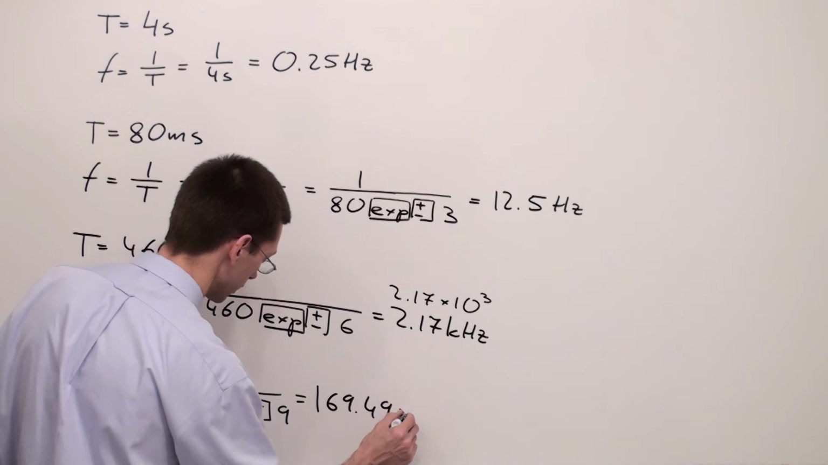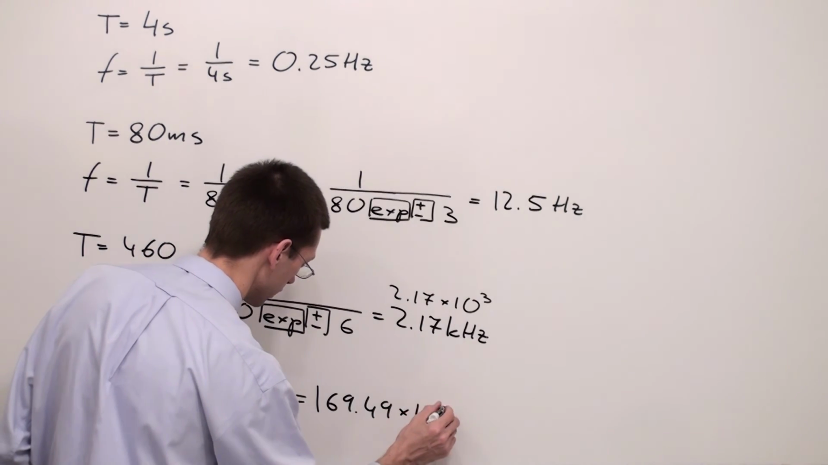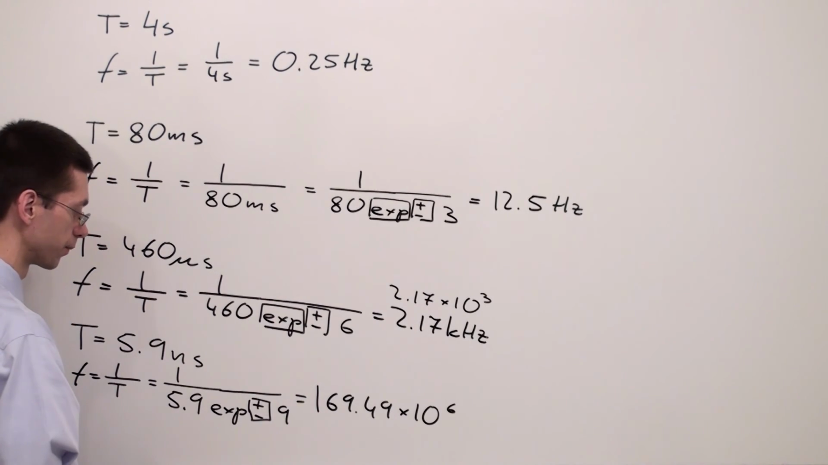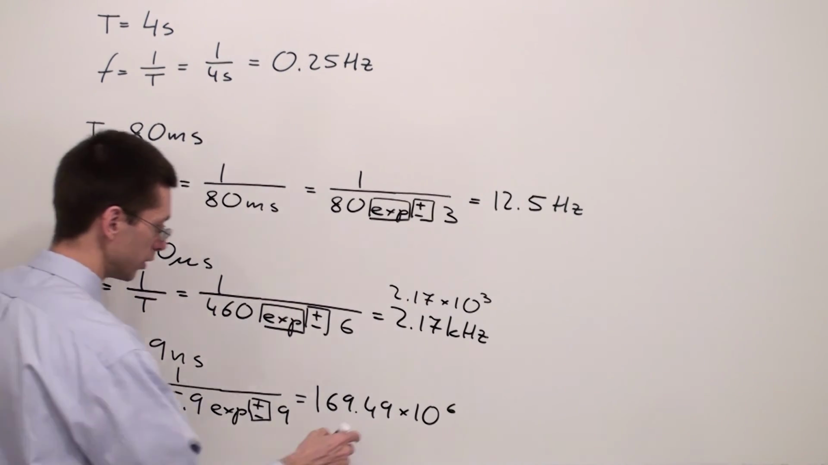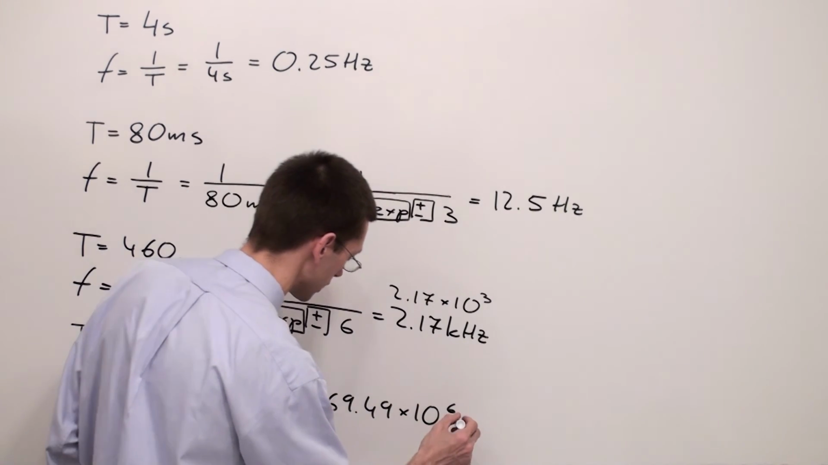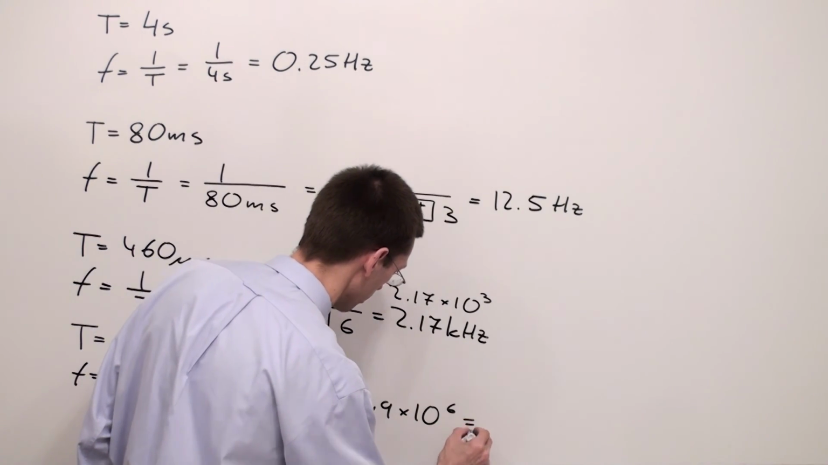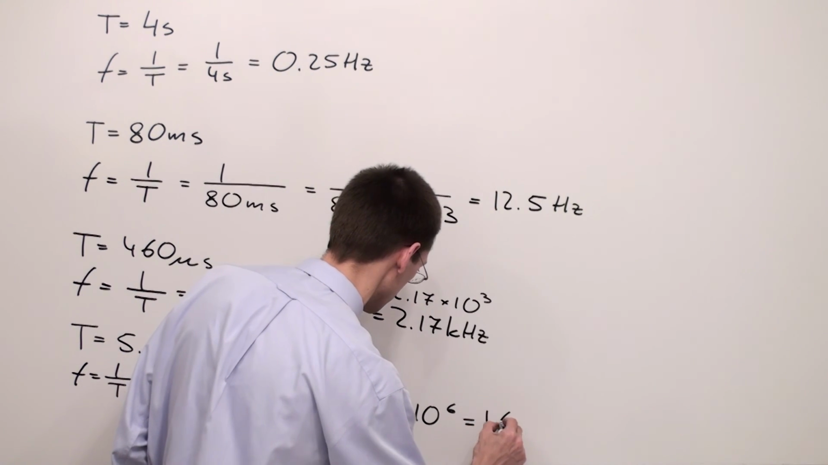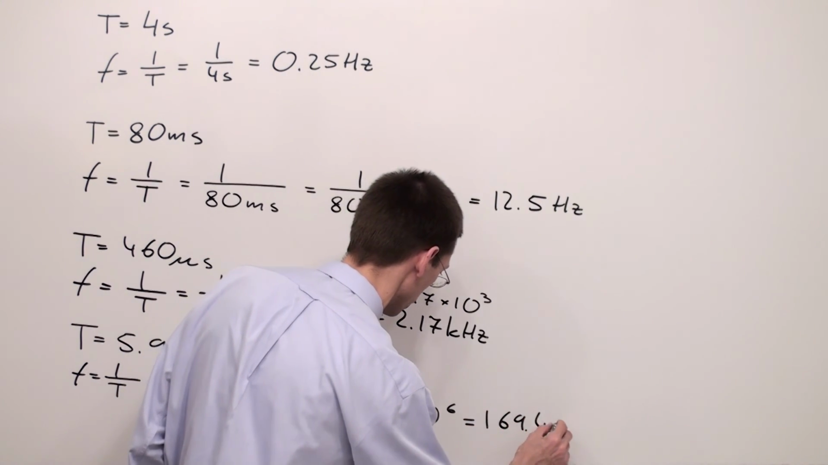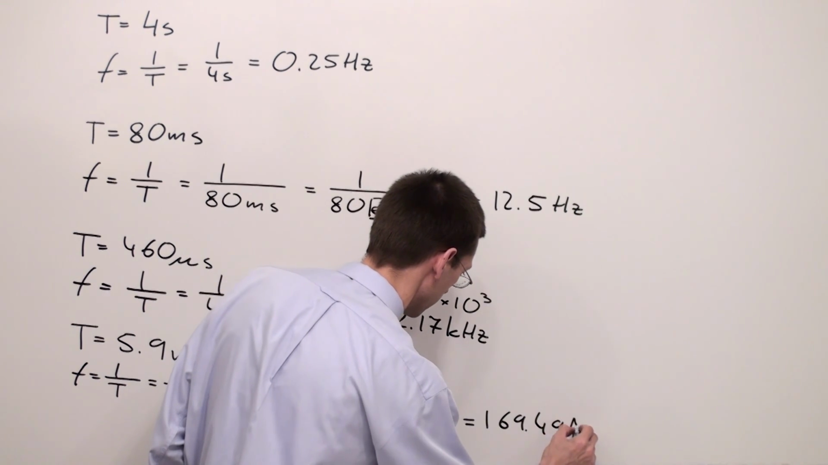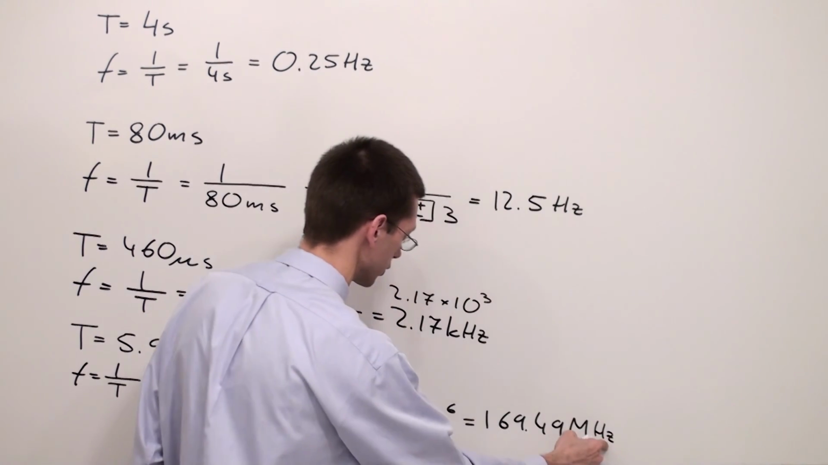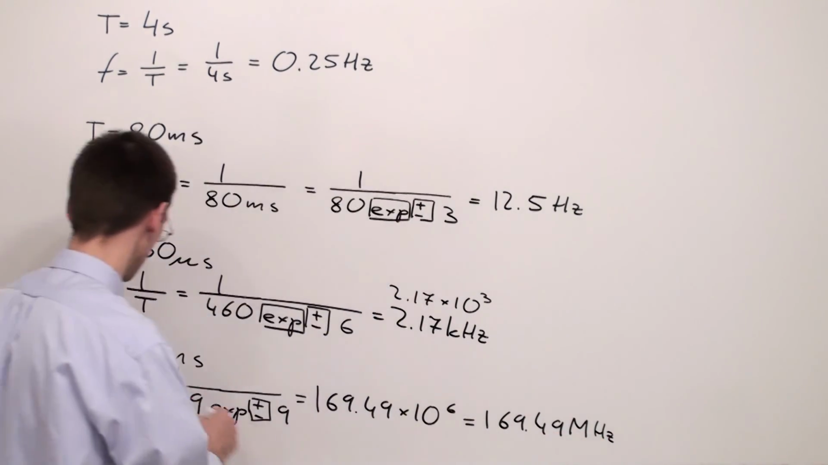169.49 times 10 to the 6. This is what you're supposed to obtain on your calculator. Now, 10 to the 6 is represented by mega. That's why I'm going to write 169.49 megahertz. Remember, the frequency is measured in hertz. And this is the solution to this problem.